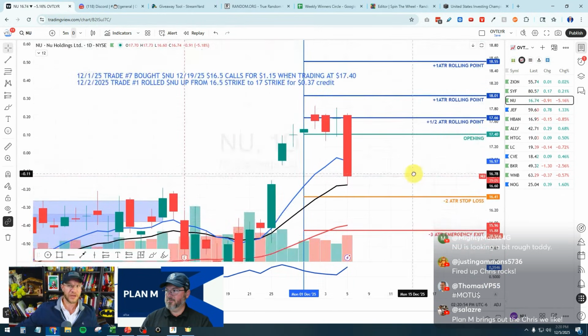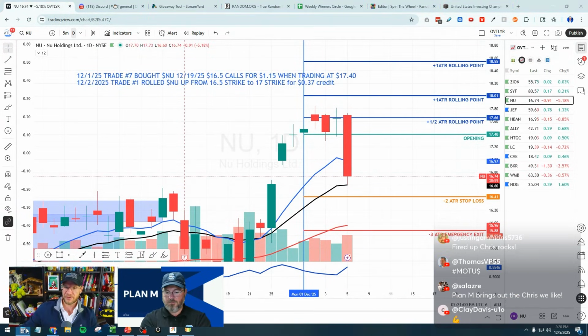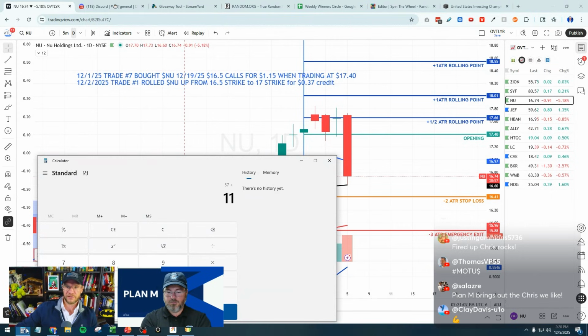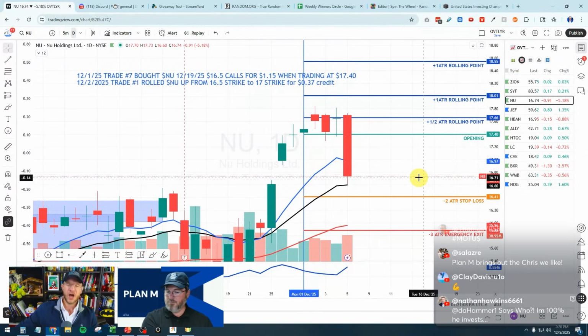Looking at NU. Okay, now there has been some chatter on NU. Put it on for $1.15. I've already rolled it for 37 cents of credit. So that means 30 over 115 gives me 32%. So I've taken off a third of the risk on this trade. Now, it's come down a little bit.